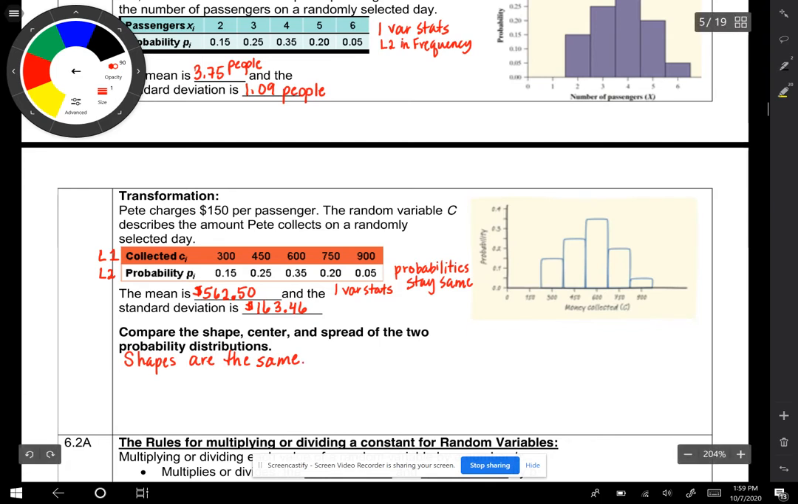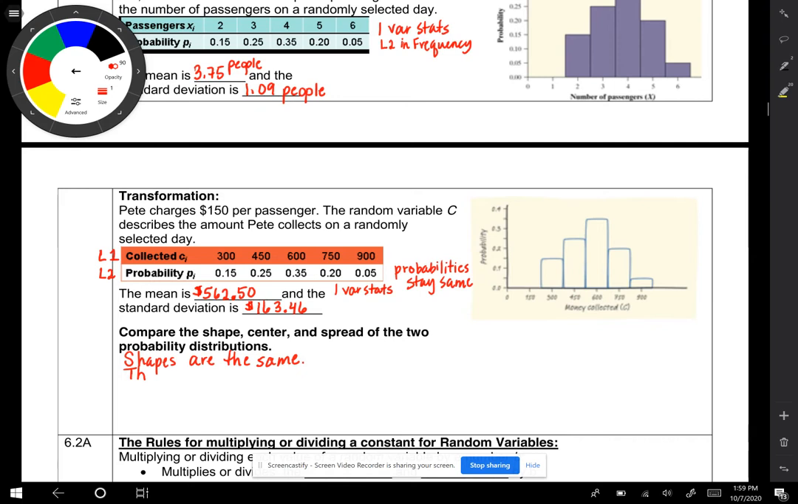The mean, so here's what we're interested in. What happens to the means? The means are definitely not the same. You have 3.75, then you have 562.50. But how did they change? According to what we read, is it indeed going to be multiplied by a specific value? And that specific value would have to be 150.